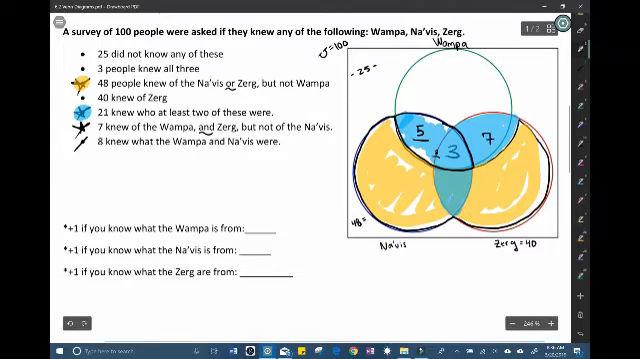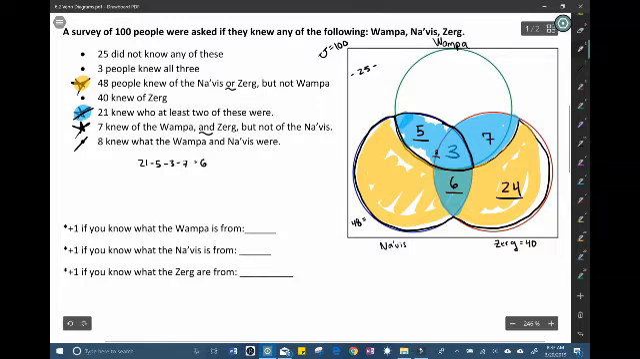Here's an interesting thing here. We can find this missing value right there. 21 knew at least 2 of these. Well, 21, we already know part of it is 5. We know the other part is 3. We know the other part is 7. So 21 minus 5 minus 3 minus 7 is 6. So that must be 6. Thank goodness. Okay. Some other things here. We know this whole piece is 40. So 40 minus 6 minus 3 minus 7 is 24.